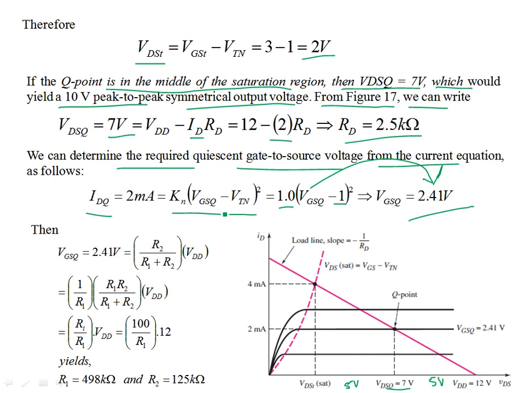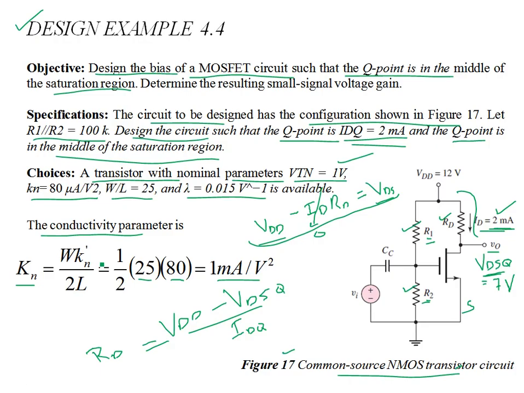You can see that this is greater than VTN, so the transistor is on and biased in the saturation region. How VGSQ is established is through the biasing resistances R1 and R2. VGSQ is nothing but the voltage division established by R1 and R2. So we can write this as R2 over R1 plus R2.